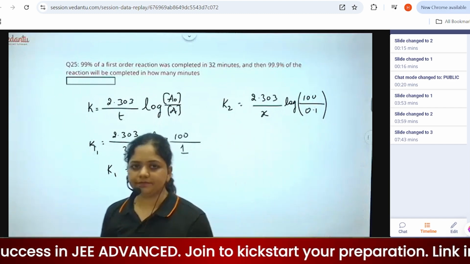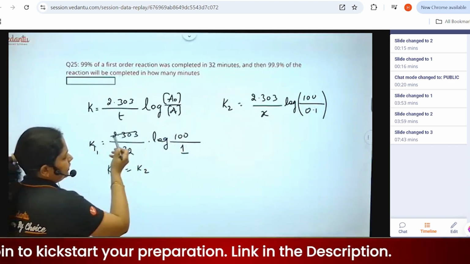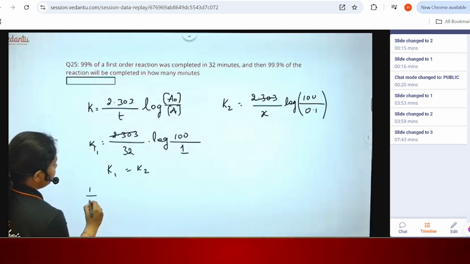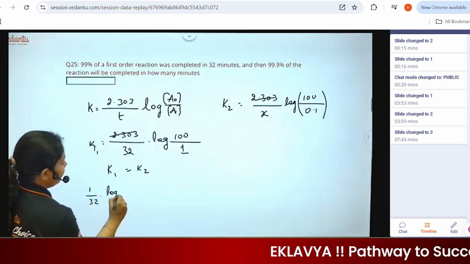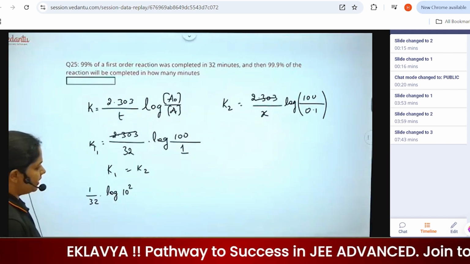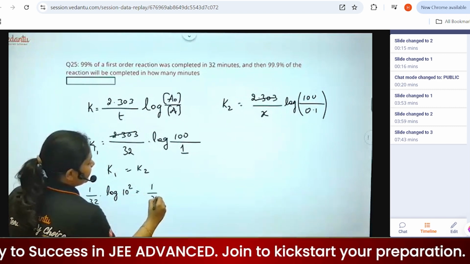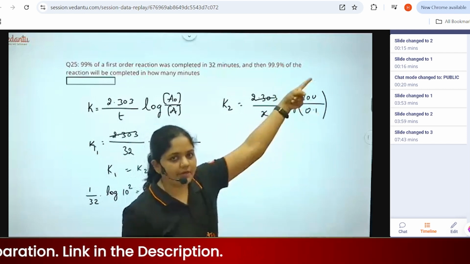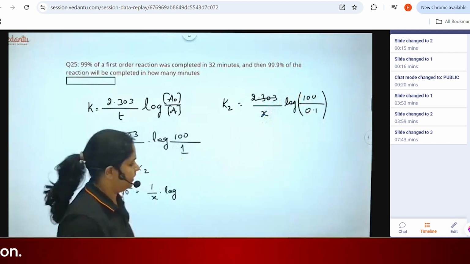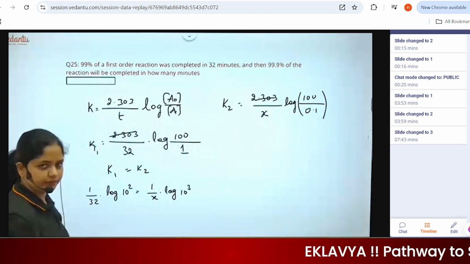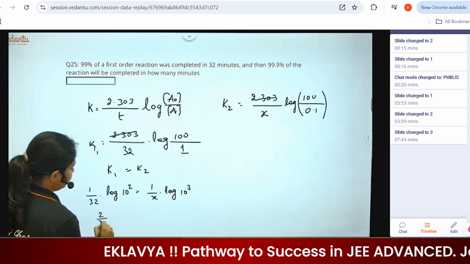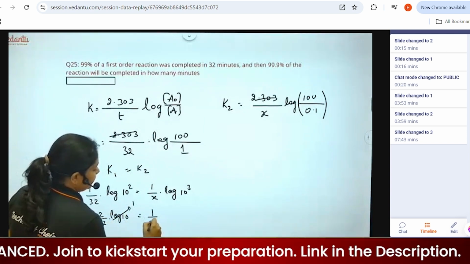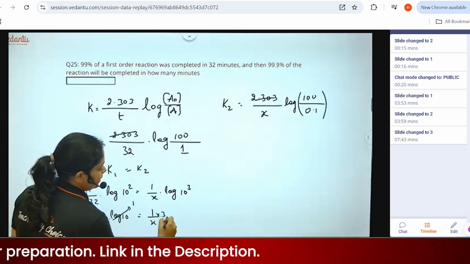So let me write down here 2.303, 2.303. Here anyhow will cancel. So this one and this one I am equating. Let me write down 1 by 32 into logarithm of 10 square, is equal to 1 by x into logarithm of 10 power minus 1. If 10 power minus 1 goes up, it will become 10 power 3. So here I will write 10 to the power 3. So if I take this out, 2 by 32 into log 10, which is equal to 1, which is further 1 by x into 3 into log 10.